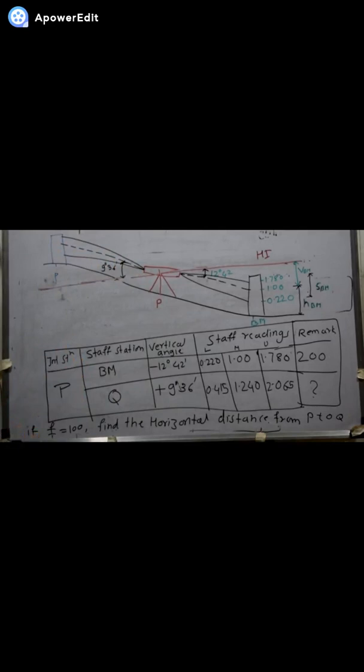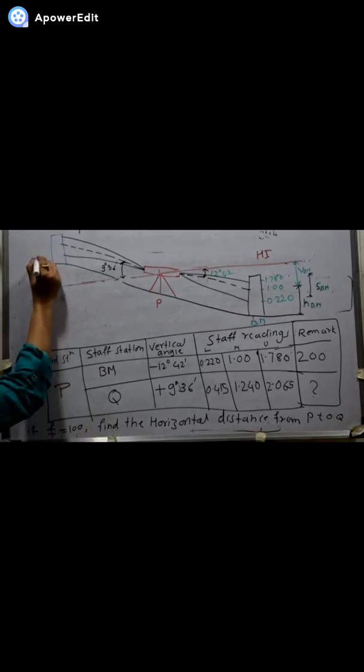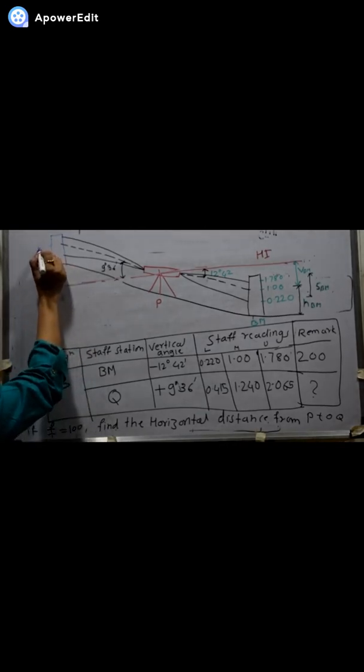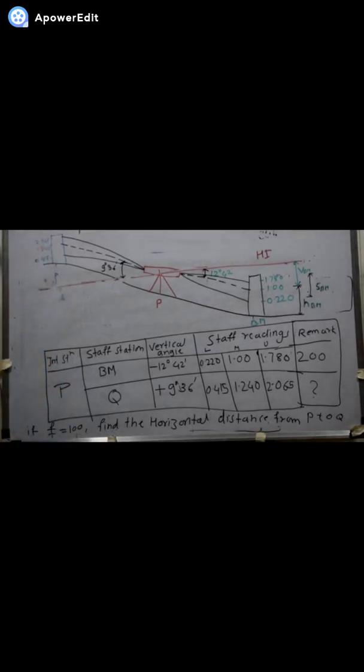The value which is lower is considered as the bottom value. So the bottom hair value is 0.415. The middle hair value is 1.240 and the top value is 2.065. Okay.